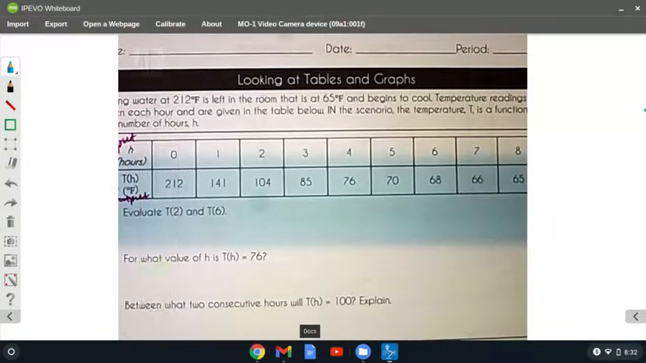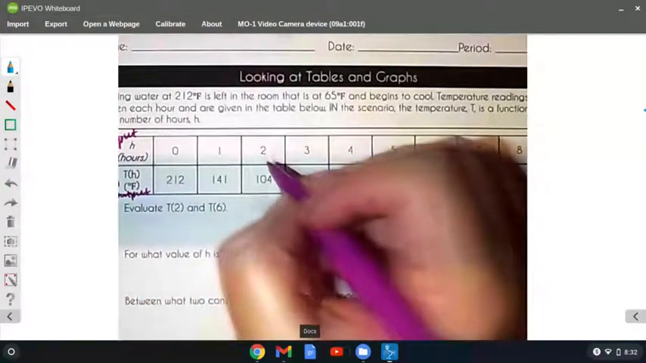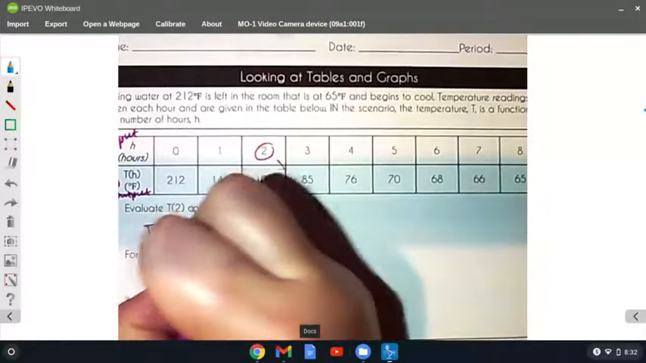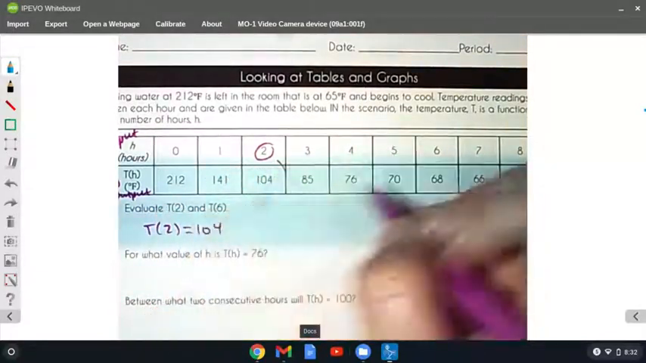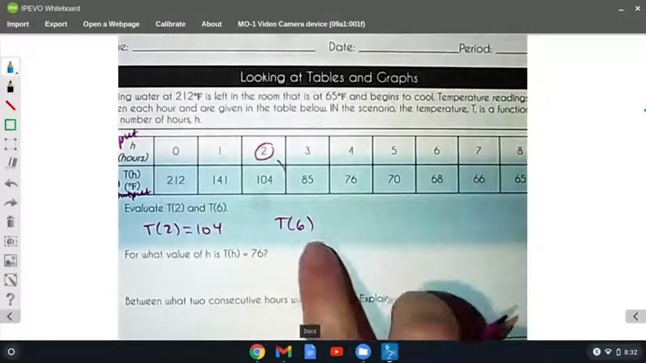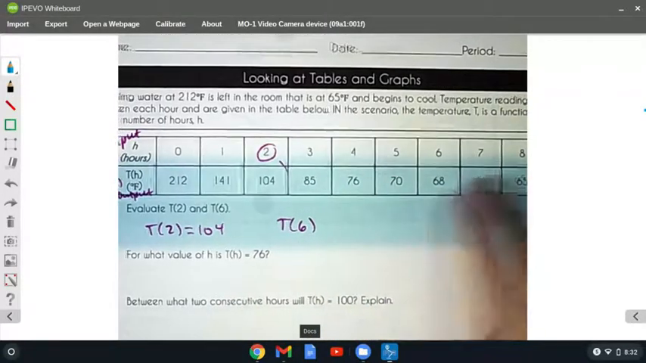Okay, so evaluate T of 2 and T of 6. So they're saying, what would the temperature be at 2 hours? So at 2 hours, the temperature, T of 2, is 104. At T of 6, at 6 hours, what's the temperature? 68.